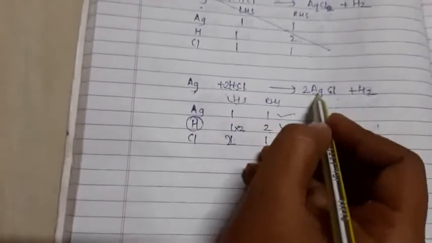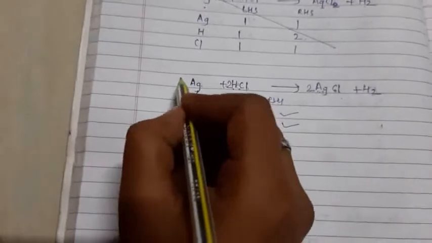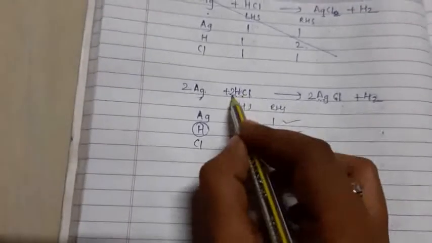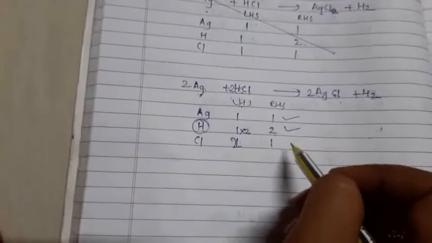But now the problem is Ag is 2. That's why here also we have to add 2. In this way, by trial and error method, just we have to try until the number of atoms on both sides become equal.